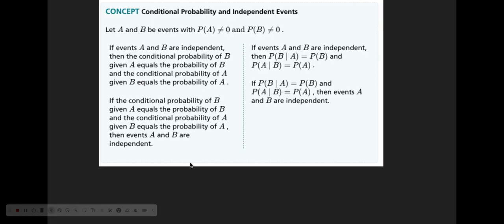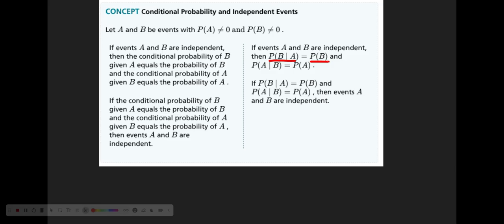This slide is telling you that if the probability of B given A is the same thing as the probability of B, well then these events must be independent. If the probability of B happening given A exists is just the same thing as the probability of B happening, then A has no effect on B and therefore they are independent.